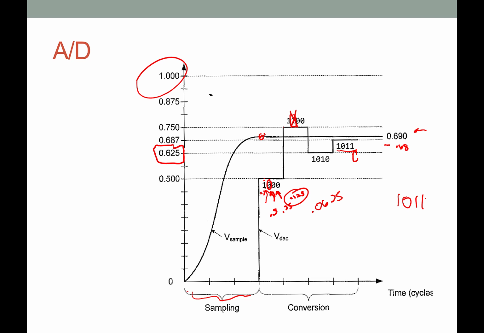Now notice, if we want to convert into 4 bits, how many processes in that successive approximation converter does it take? 4.